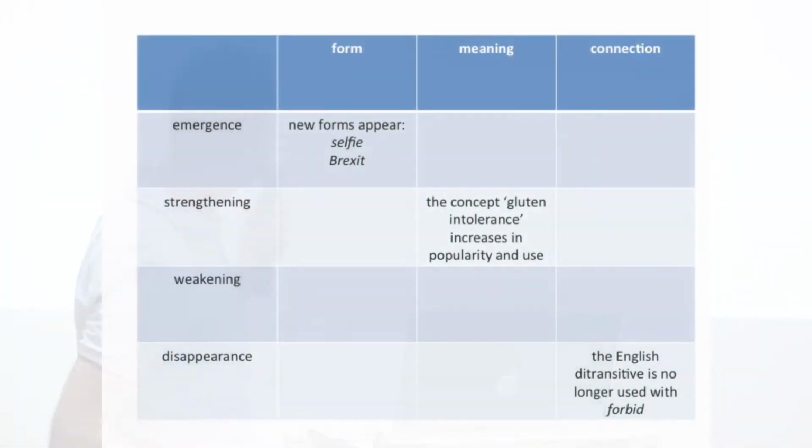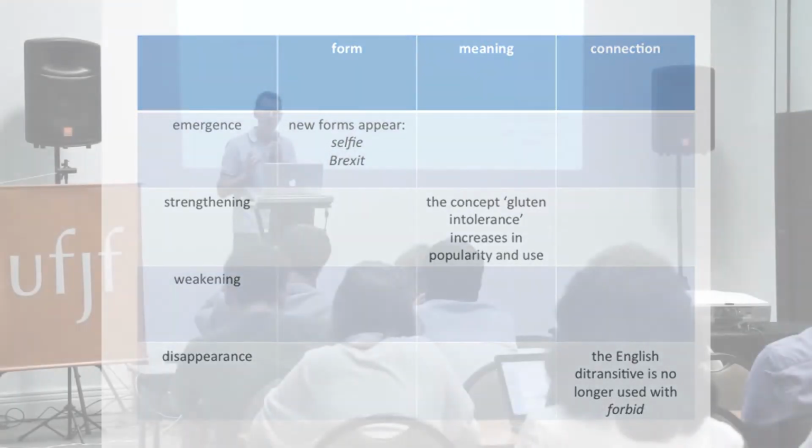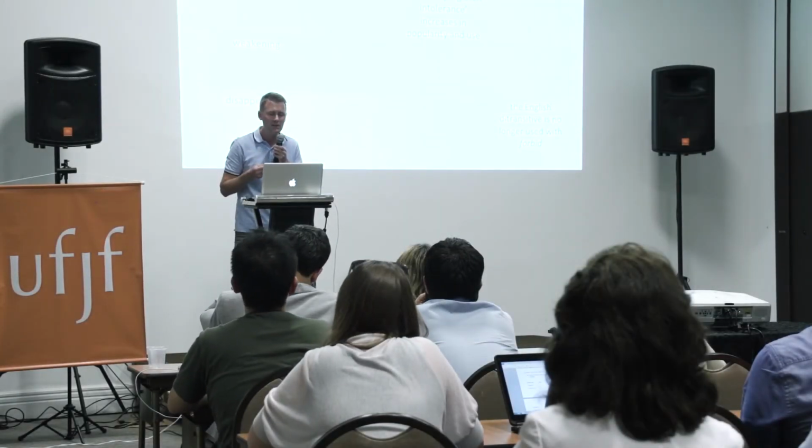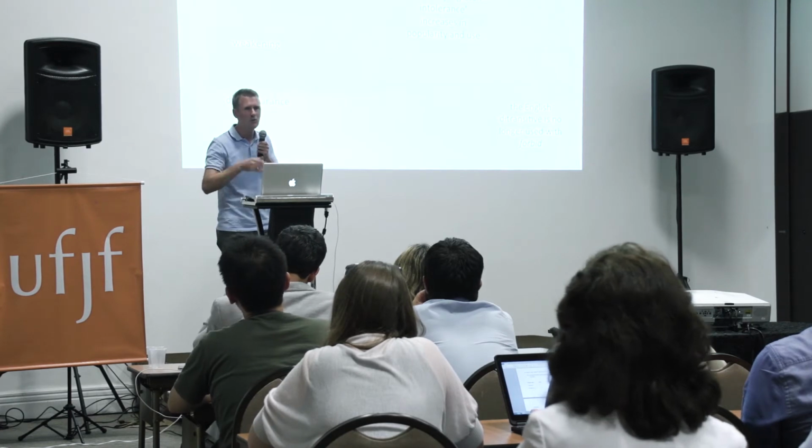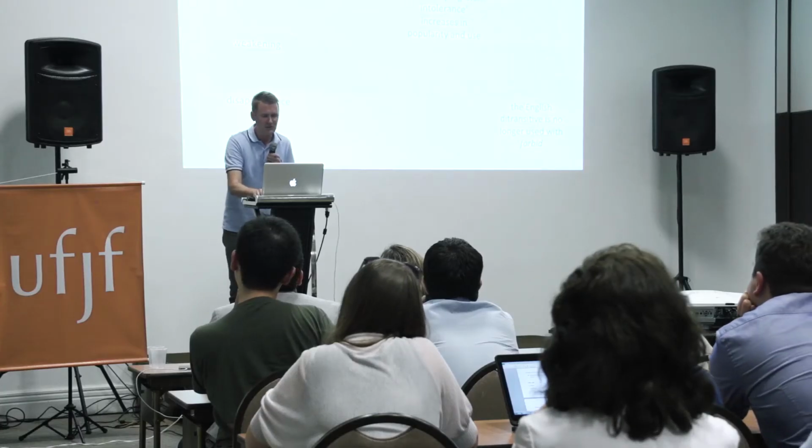We can talk about the disappearance of connections, for instance in the English ditransitive, which is no longer used with certain types of verb, such as forbid. It used to be possible to say, I forbid you the bedroom. It no longer is. Okay. So that much about the question of when a new construction is a new construction.